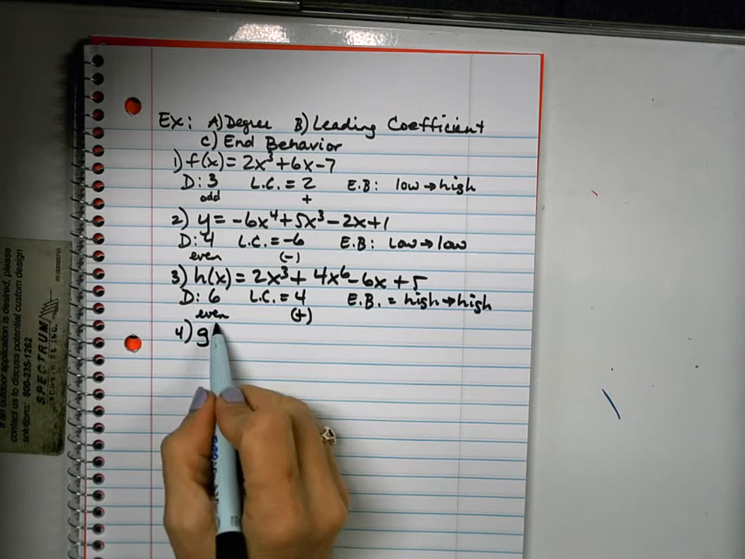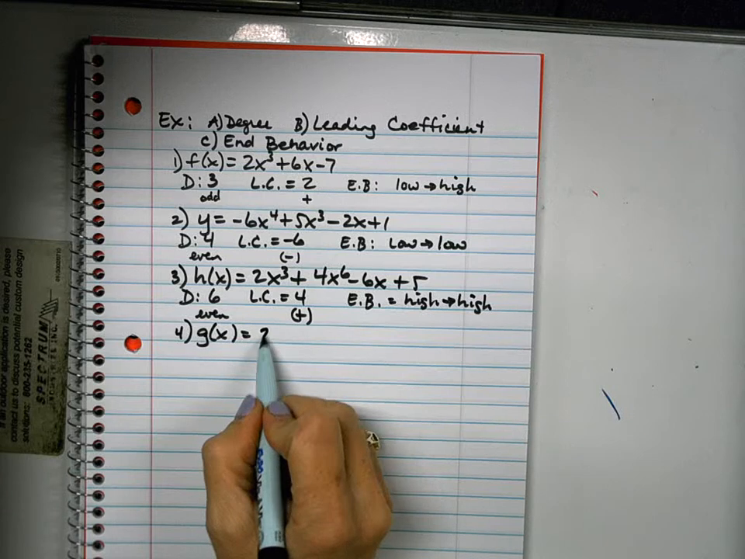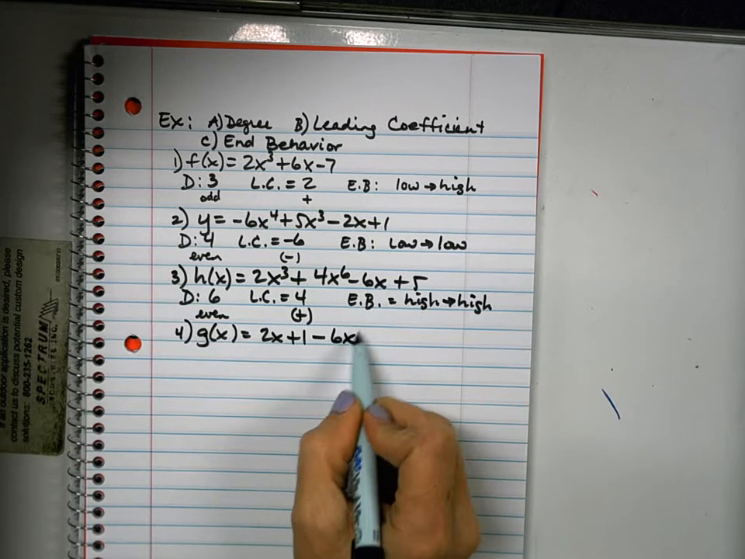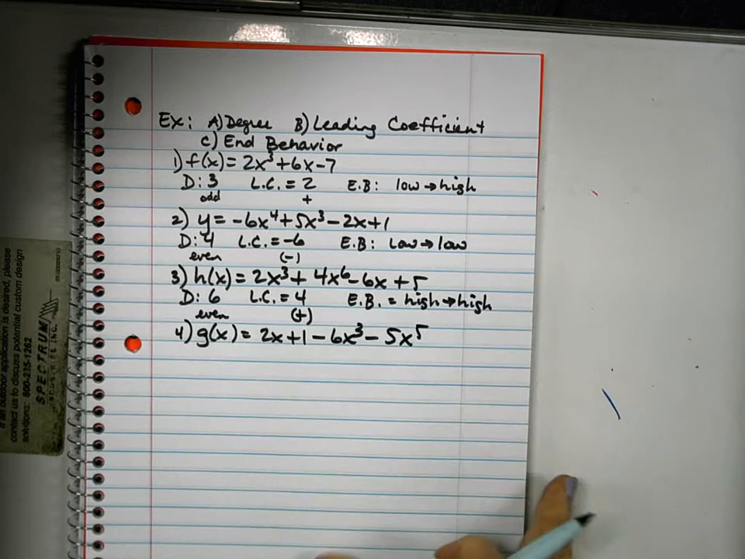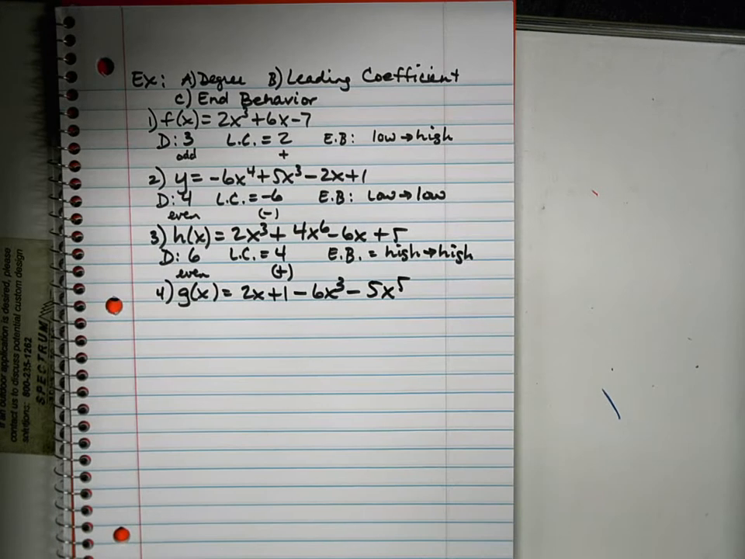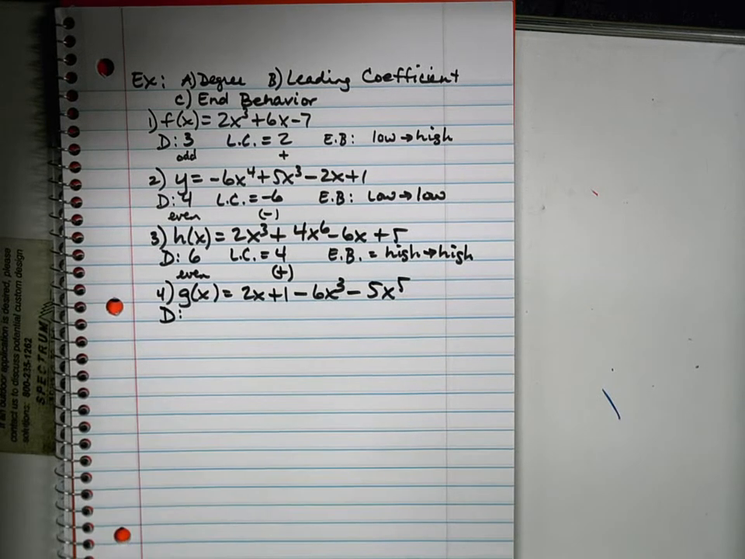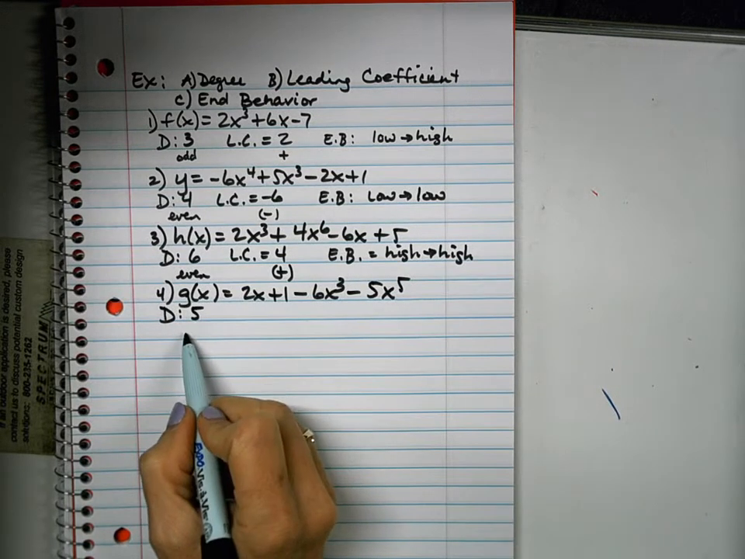G of x equals 2x plus 1 minus 6x cubed minus 5x to the 5th. Okay? Kind of tricky, right? But we're not fooled. What's the degree? 5, right? Biggest power is 5. Odd. That's what I'm thinking. Odd.